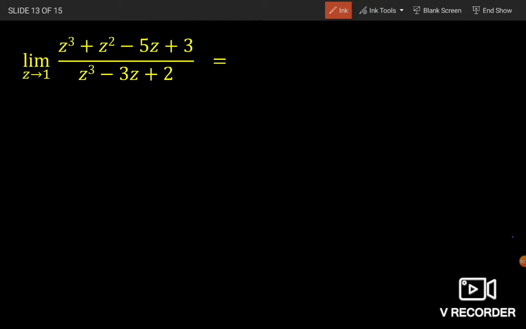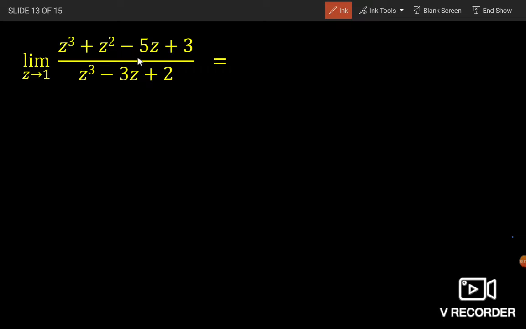Hi. Now we'll have another limit problem, and this is a bit difficult limit problem. So let's see if we can solve this problem. So here we have the limit of z to the third power plus z squared minus 5z plus 3, divided by z to the third power minus 3z plus 2, as z approaches 1.